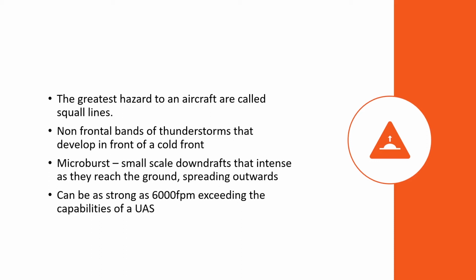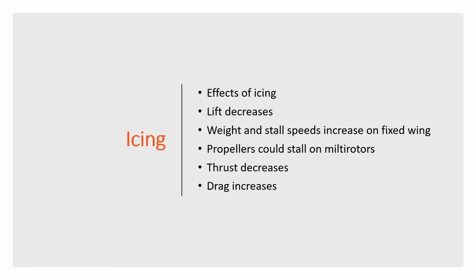Embedded thunderstorms are those that are obscured by massive cloud layers and cannot be seen. A pilot should always expect these hazards. Microbursts are small-scale, intense downdrafts which, as they get near the ground, spread outward from the center in all directions. They can reach speeds as strong as 6,000 feet per minute, exceeding the capabilities of your UAV. So let's talk about icing.